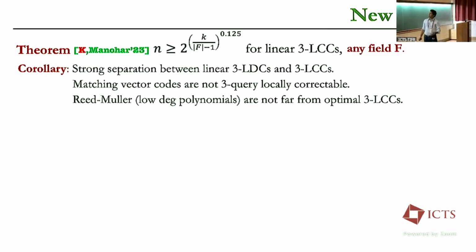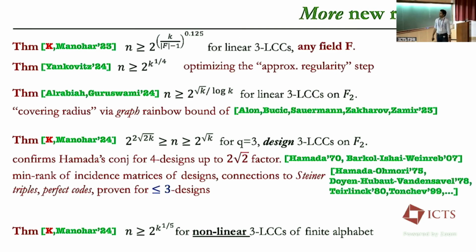It shows that the specific codes that gave the subexponential 3-LDC are in particular not 3-LCCs. And it suggests that at least qualitatively, Reed-Muller is more or less the best you can do. There's of course a gap in the exponent, but at least qualitatively you're matching the behavior. Now, I'll be very short about this, but that was last year and a lot has happened since that time. This 1/8 was improved to 1/4. In fact, Tal Yankovitz, an amazing PhD student, just understood our proof and realized that we were being sloppy with one important step, and he figured out the right way to do it.